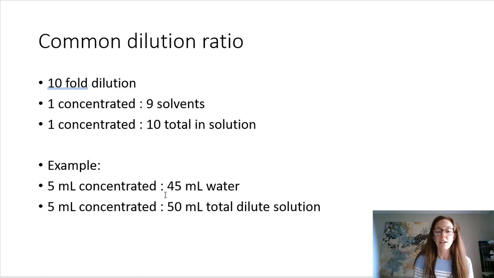5 mils concentrated with 45 mils of water, so that's a 1 to 9, which means my total diluted solution is adding these two together. So 1 and 9 would be 10. Here we've got 5 and 45 to equal 50. 5 ml concentrated to 50 milliliters total dilute solution. That would be a 10-fold dilution. And that's often used, especially when you get to microbiology or the other biologies or even in the healthcare classes.